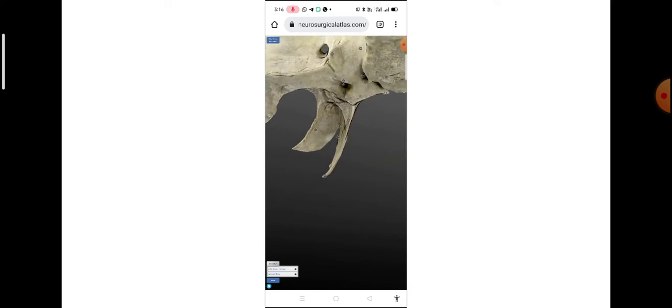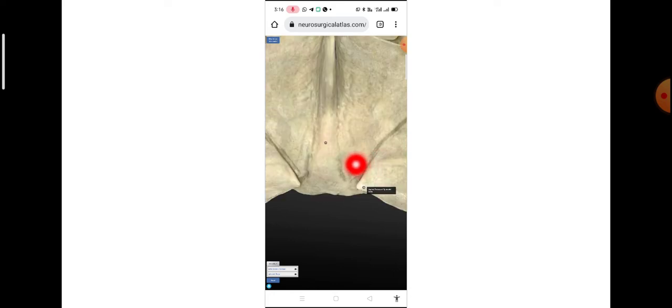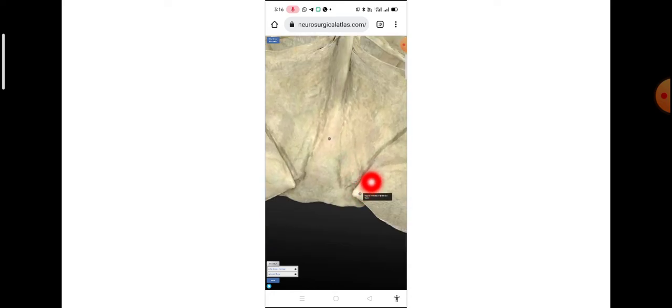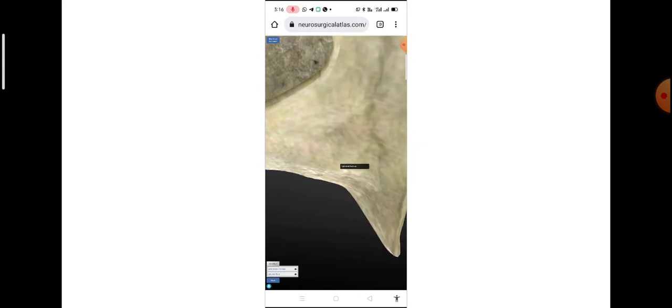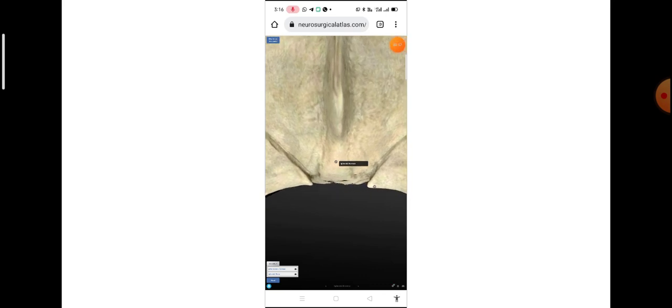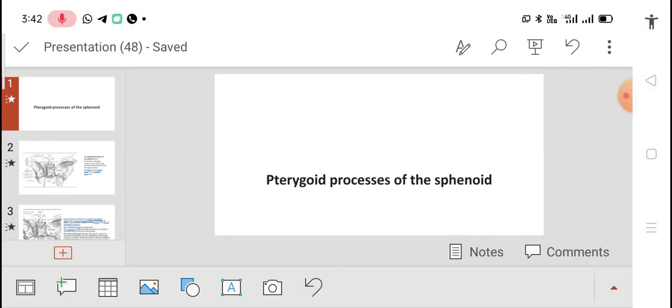This is the pterygoid hamulus. That is the vaginal process of the sphenoid bone. That is the sphenoid rostrum. That is the medial pterygoid. A comprehensive overview of the pterygoid process of the sphenoid.